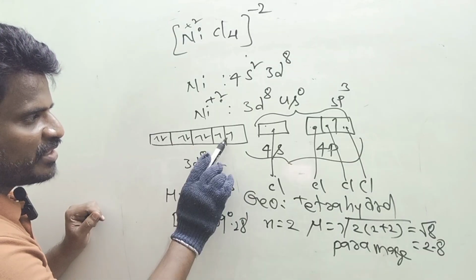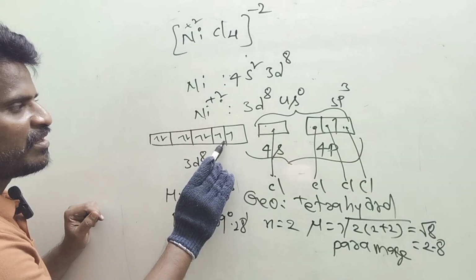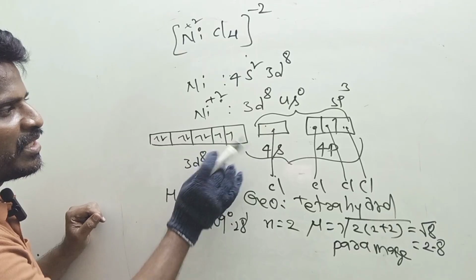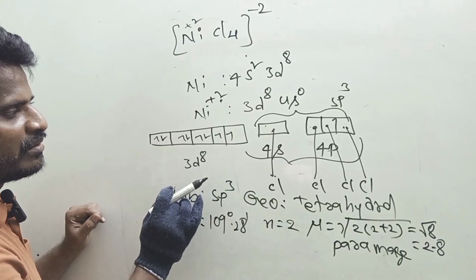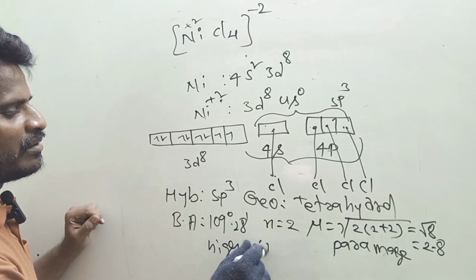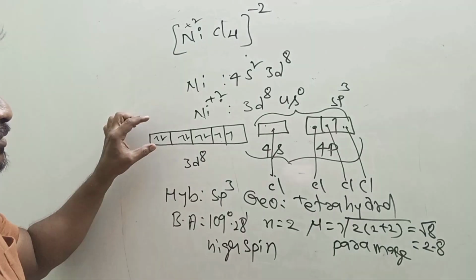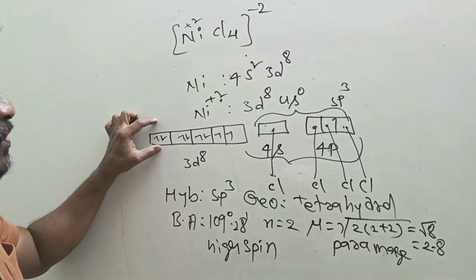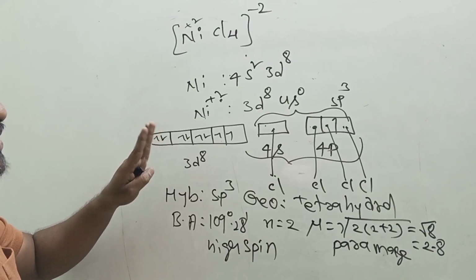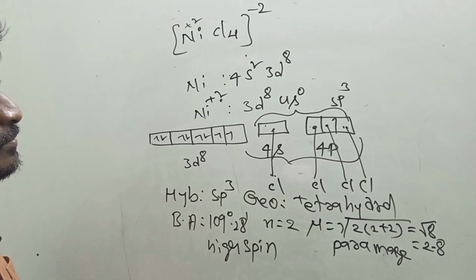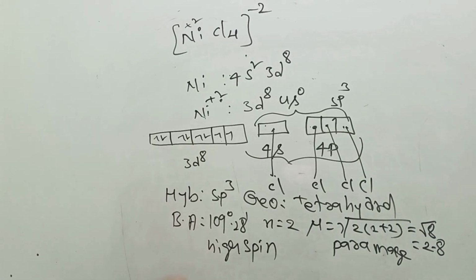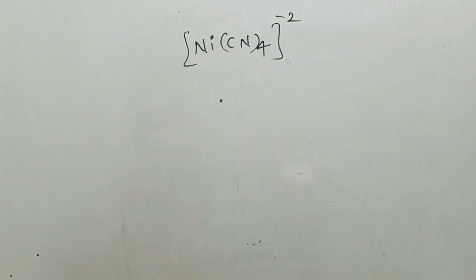And before the formation of the complex and after formation of the complex, the nickel +2 valence electronic configuration cannot be paired. So it is a high spin complex. You have to check the spin before and after: if the d orbital has the same electronic configuration, then it is high spin. If the electronic configuration is changed, then it is a low spin complex.